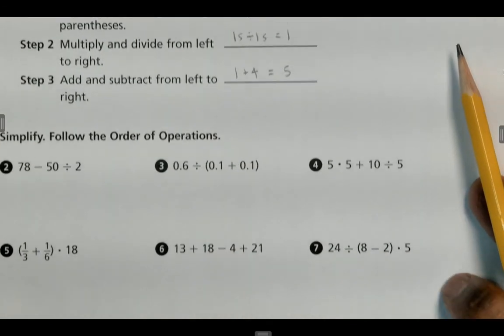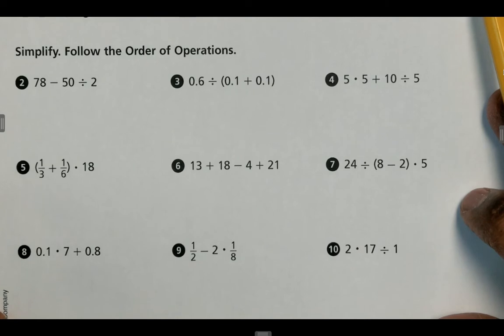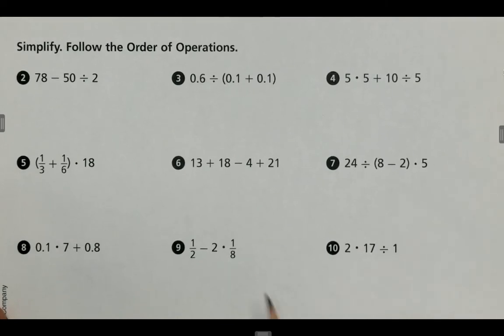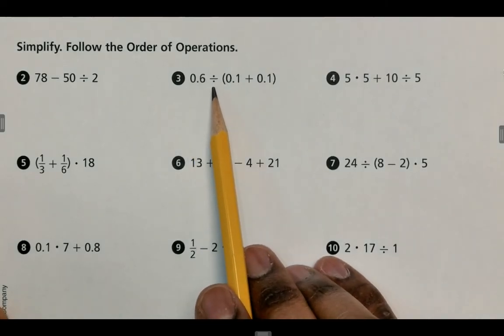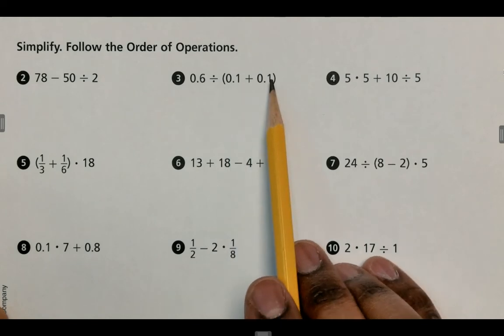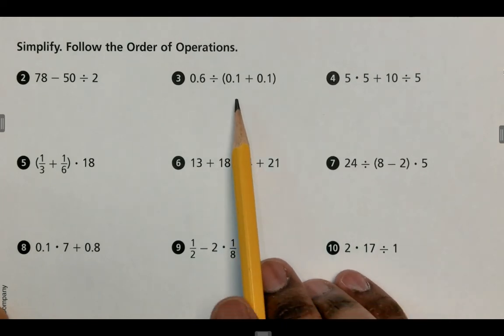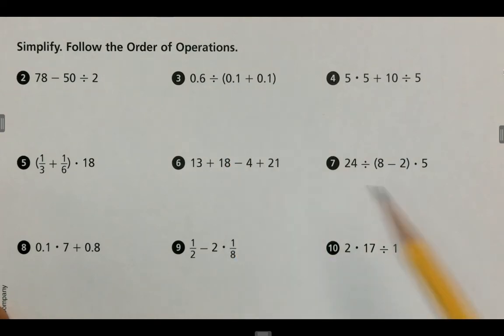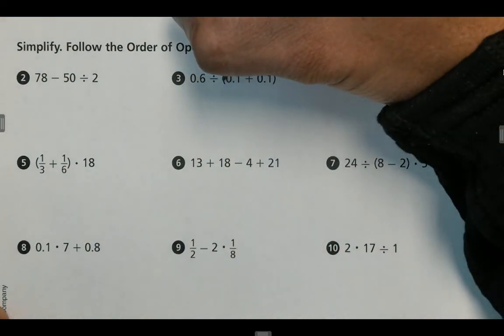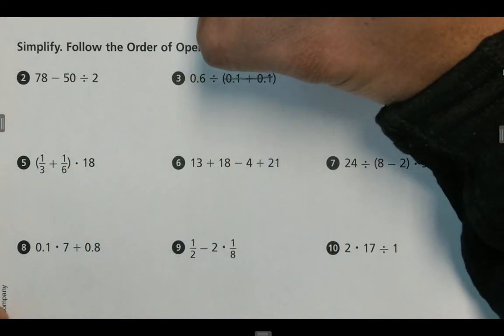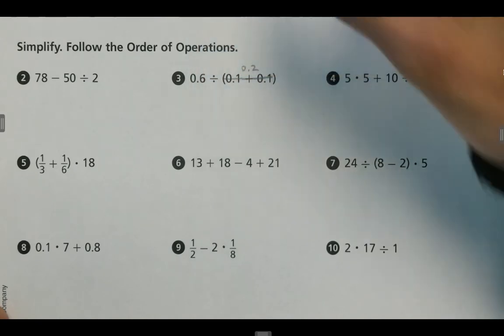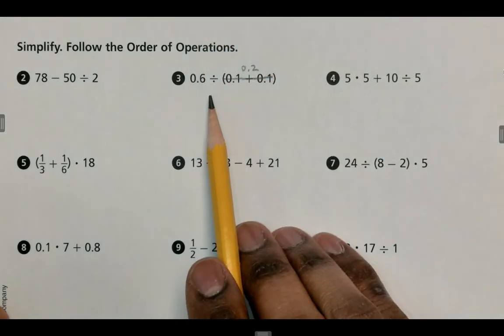Let's see this in action. We're going to focus on the odd numbered problems, starting with number 3. 6/10 divided by the sum of 1/10 and 1/10. We're going to do the parentheses work first. 1/10 plus 1/10 is going to get us 2/10. And then we'll do the division.